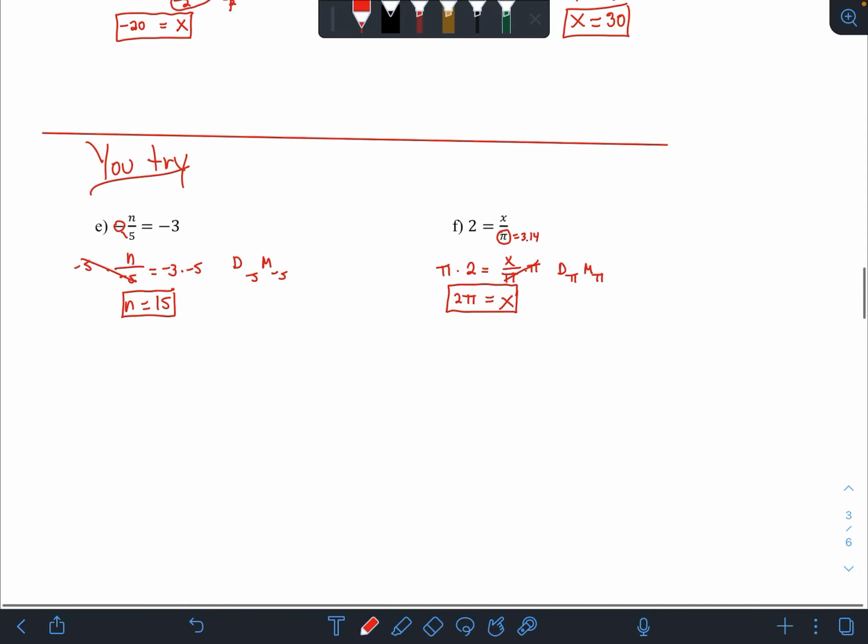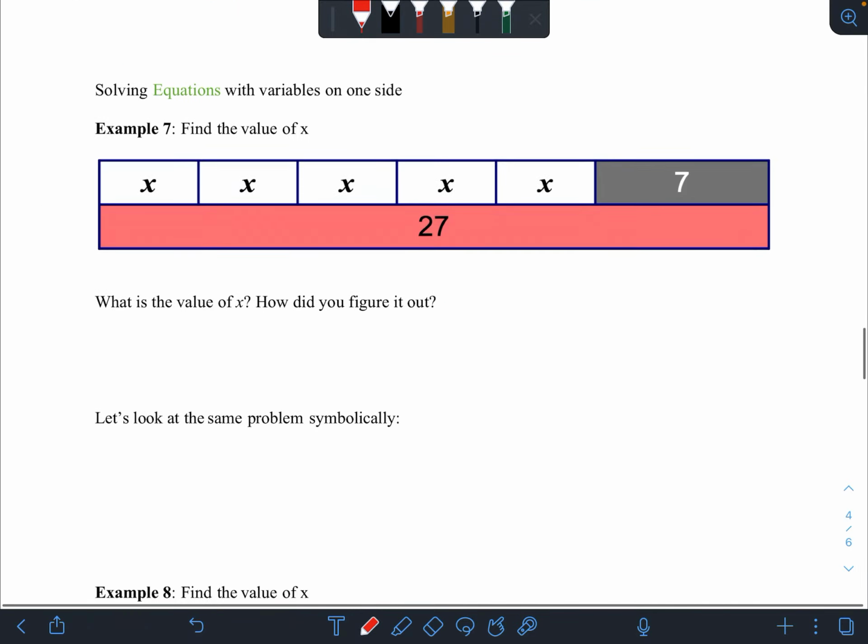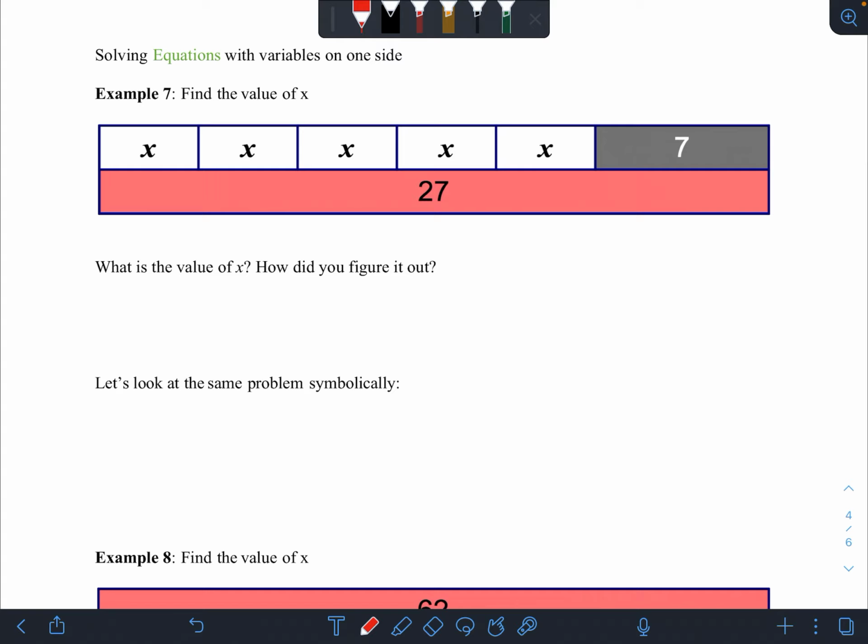That's it. You guys ready for some harder stuff now? Let's try putting this together into a bigger problem, okay? In example 7 here, what we got now is letters and numbers. Now think about what this says. We have an x, and another x, and another x, and another x. All of these and 7 are going to add up to 27. So now we have to figure out what is that value for x.